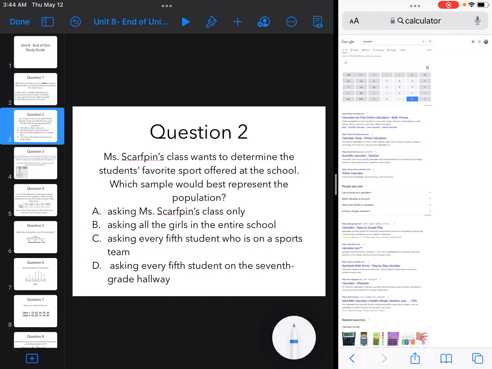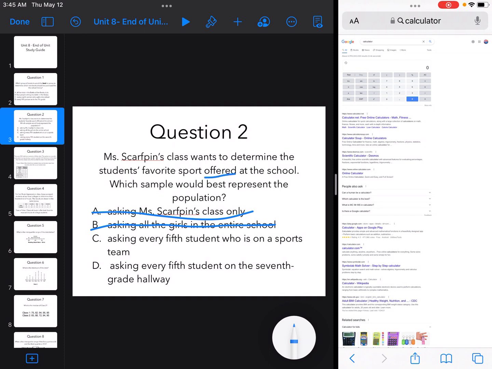Ms. Scarfpin's class wants to determine the students' favorite sport offered at the school. Which would be the best sample to represent this population? Asking Ms. Scarfpin's class only? Well, that leaves out every other class. Asking all the girls in the entire school? Well, that leaves out all the boys. Asking every 5th student who is on a sports team? Well, what about all the kids that are not on sports teams? Or maybe you're playing rec ball or something else, okay?